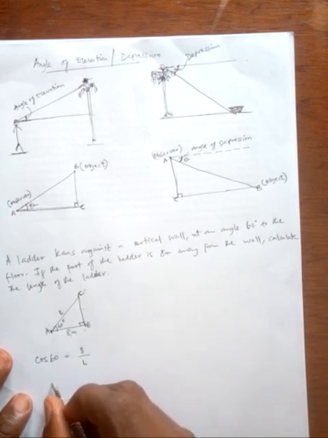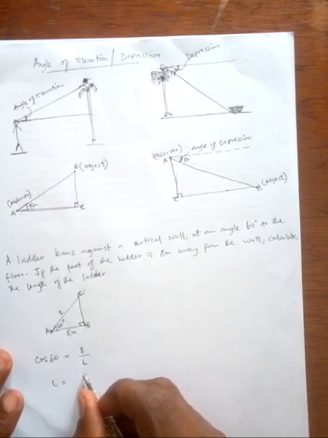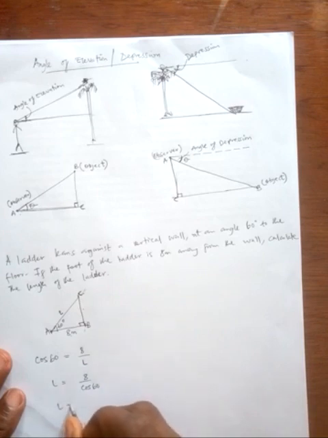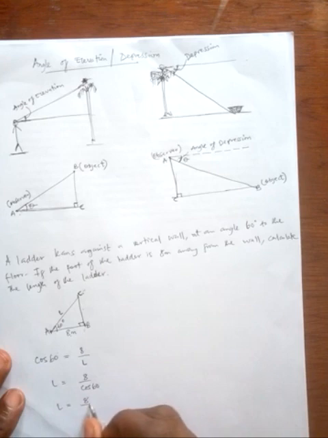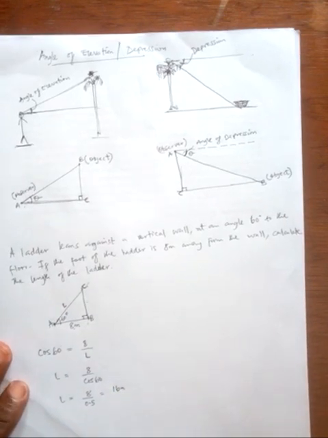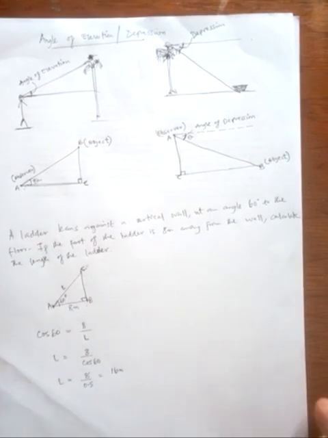So to find L, we'll cross multiply and divide. This will give us L is equal to 8 divided by cos 60, which is 8 over 0.5, which is equal to 16 meters. It's quite straightforward.